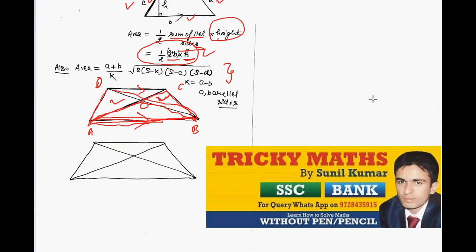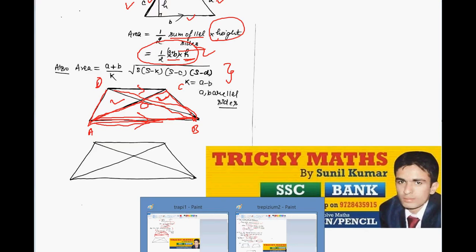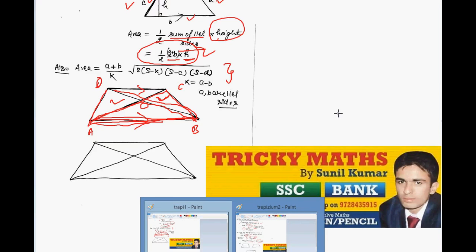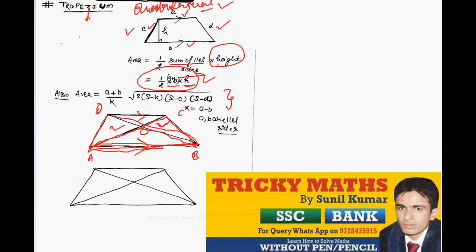Hello and welcome students. Today we will study our next quadrilateral, called trapezium. What is a trapezium? A trapezium is a quadrilateral whose two sides must be parallel. A, B, C, D: C and D may or may not be parallel, but the first and mandatory condition is that two sides must be parallel.